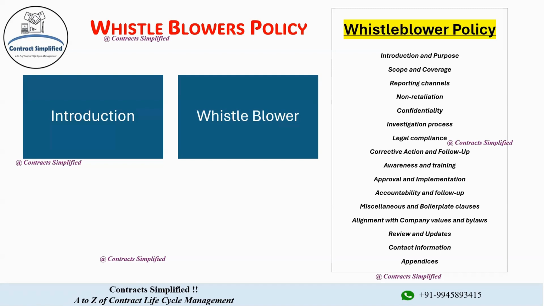Next one is investigation process. Outline the procedures for investigating reported concerns, including the roles and responsibilities of relevant authorities or agencies involved in the investigation. Outline the time frame for completing the investigation and communicating the outcome to the whistleblower. Add the reporting procedure that is to be followed.